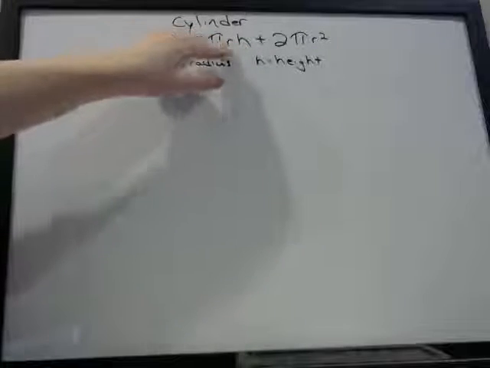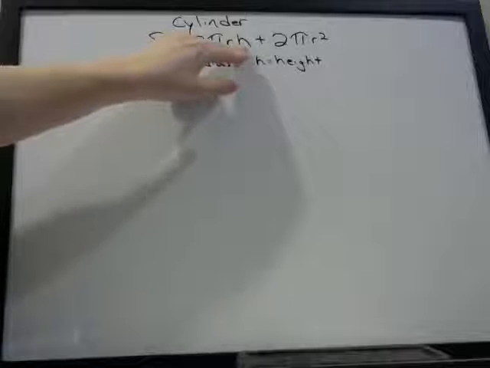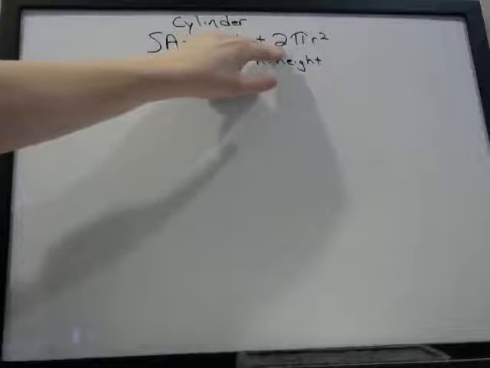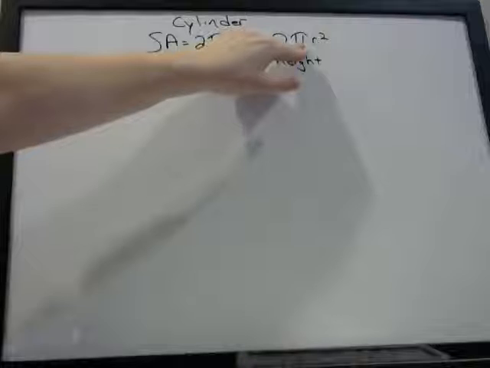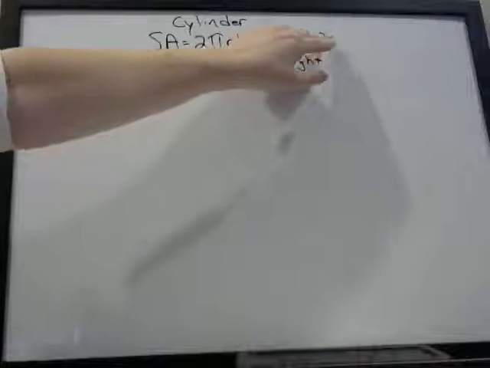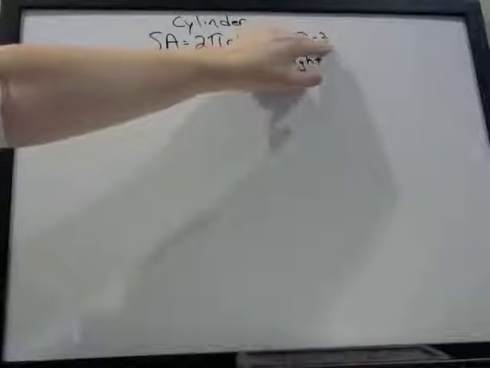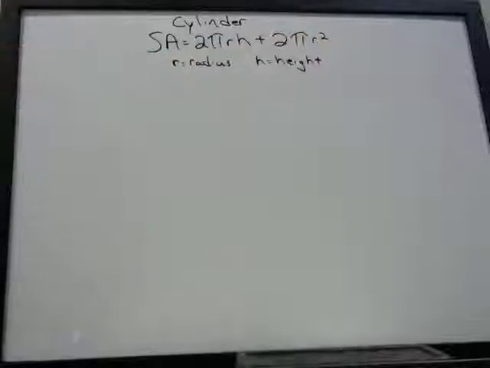When they're all written together like this, that means multiplication, plus 2 times pi, so 3.14, times radius squared. Make sure you remember that that is an exponent, that it's squared. It's not radius times 2, it's radius times radius. That's what radius squared means. So if you don't know what an exponent is, you need to watch that video.